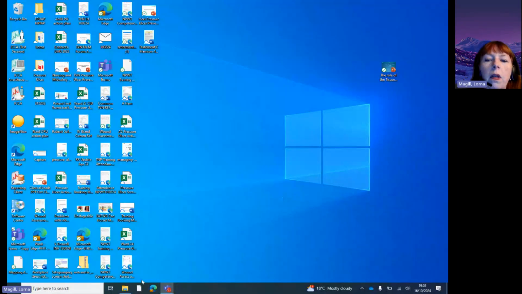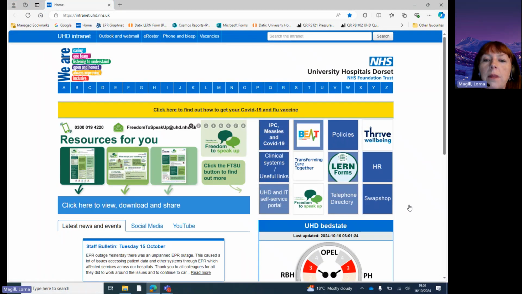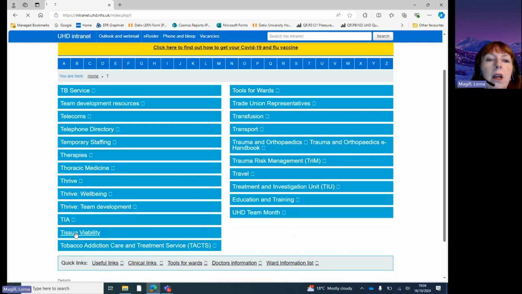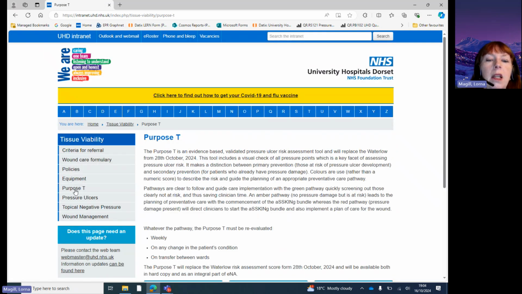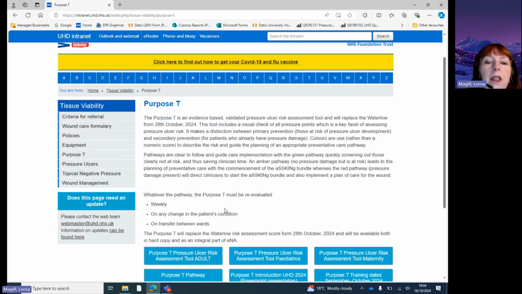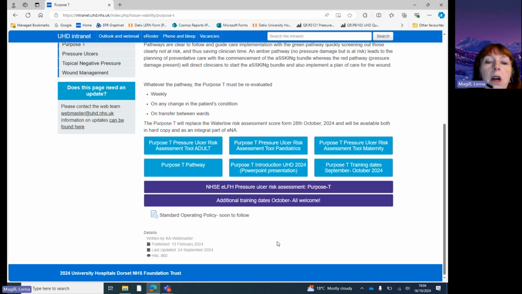So I'm going to share my screen so that we can see where the resources are and how to access them on the intranet. When we go to the home page of the intranet, we see T for tissue viability, and under that tab we have Purpose T resources housed here. There's a little bit of background about the Purpose T itself, and then our resources are at the bottom of the page. Firstly, we have the adult risk assessment, then we have paediatric and maternity with very slight variations.